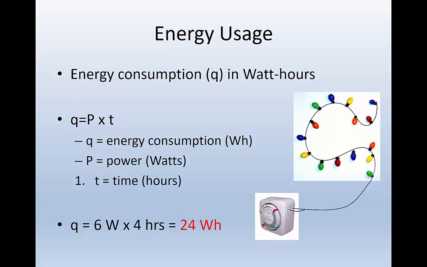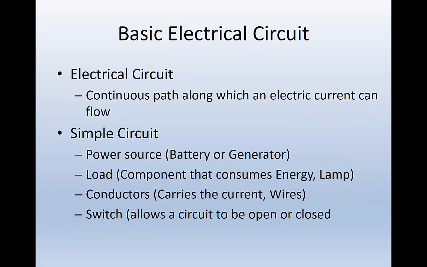Here's another example of it going through. We use Q in our equation. Q is equal to the power that we spend, in watts, multiplied by the amount of time. As an example, if we used a 6-watt string of light bulbs for 4 hours, it'd be 24 watt hours, or 0.024 kilowatt hours.